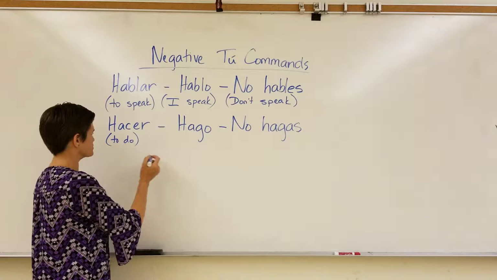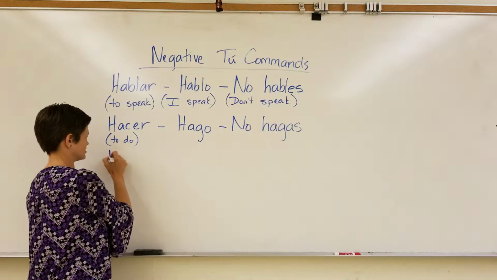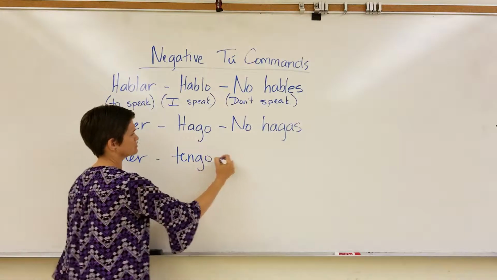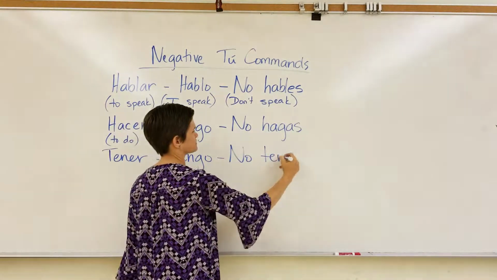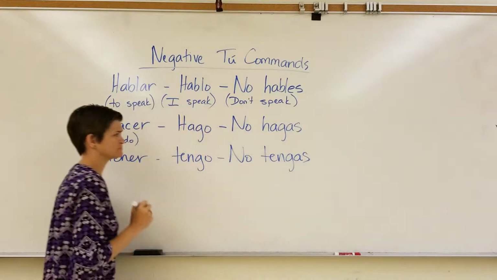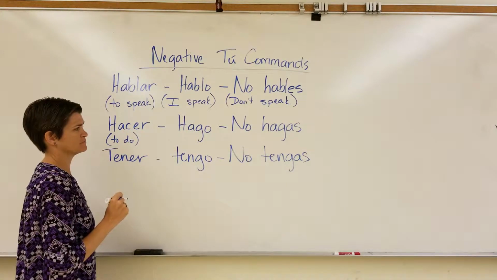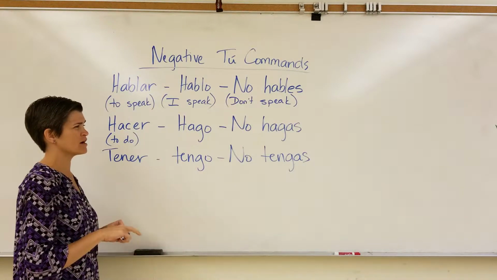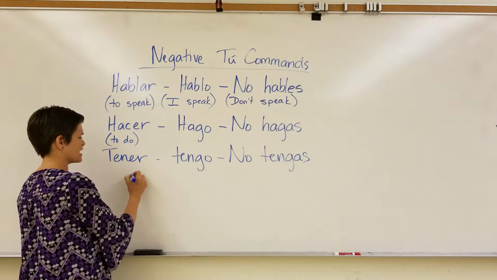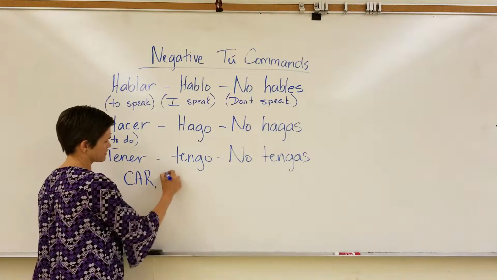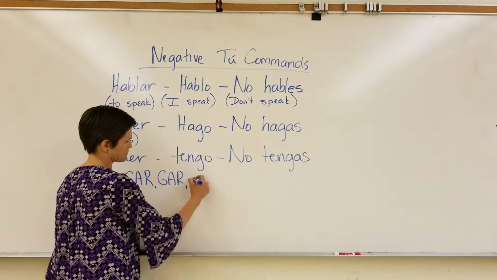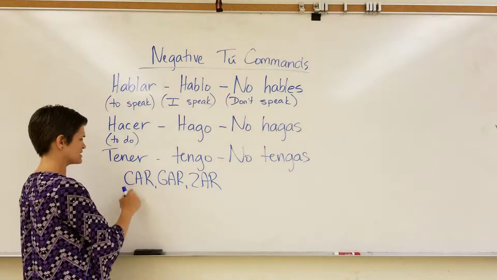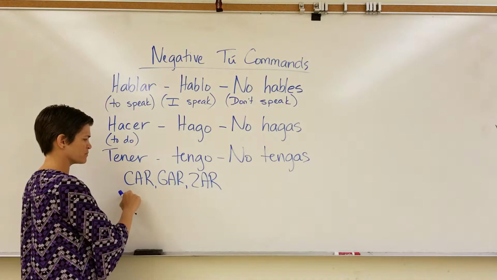Another example of that would be tener. Tengo, no tengas. Now, another thing that's going to impact this is going to be the same thing that impacted things when we had car-gar-zar in the preterite. Because we're changing the ending from an AR ending to an ER ending, it's going to impact this form.